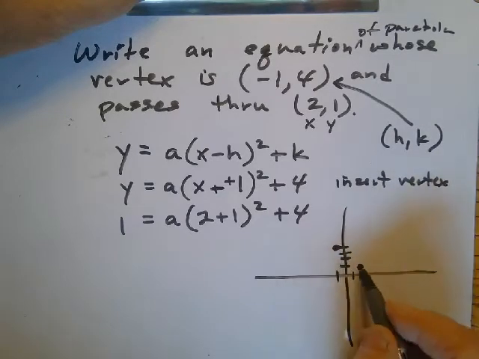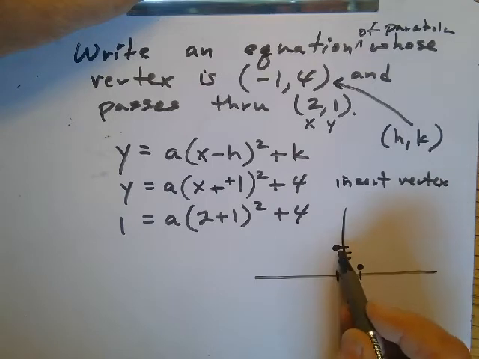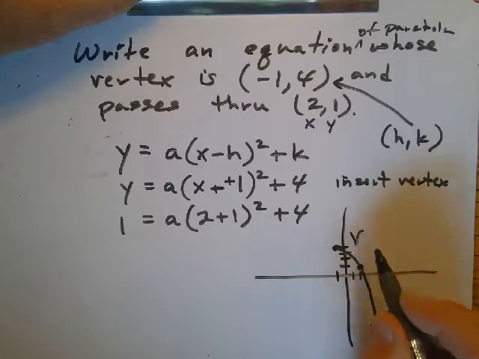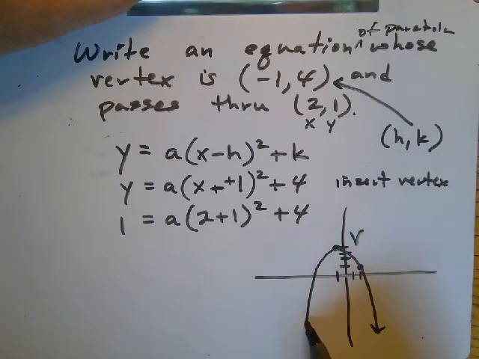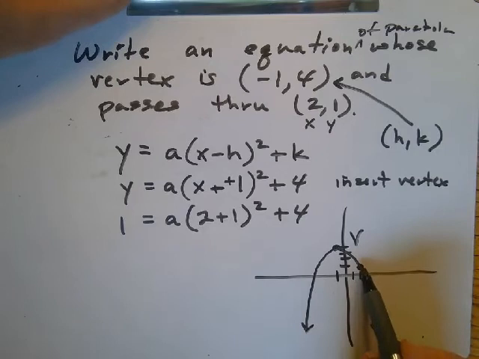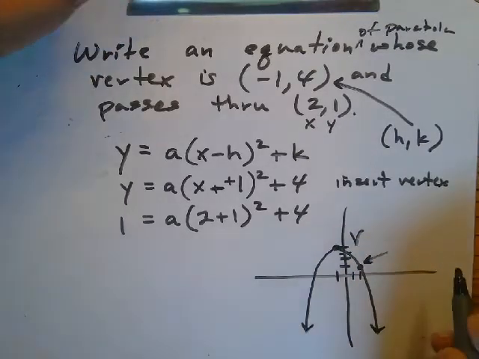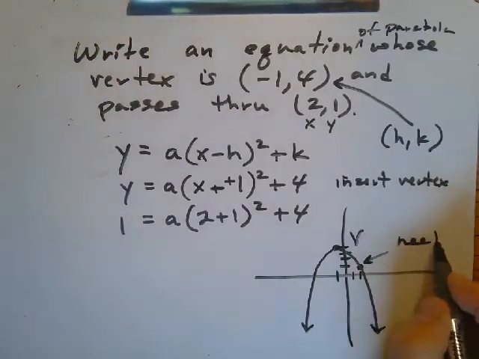Well, if that's the vertex, and it's got to go through this point, it's going to have to open down. See that? If this is the vertex up here, it's going to have to open down. This point is telling us whether we're going to open up or down. This point is telling us whether the thing's going to be flattened out or squished up, or what's happening to the graph. We know where the vertex is, so it's not going to translate anymore. But this extra point here is what we need. We need this point to find a.